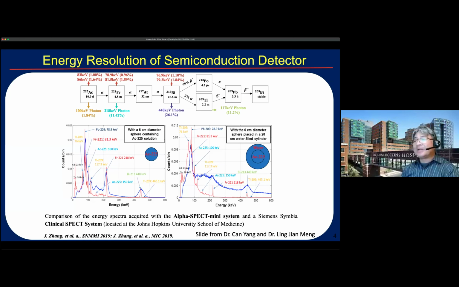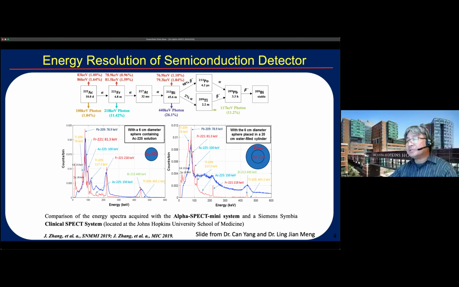The figure here on the left is showing a 6 centimeter sphere filled with actinium. The red line is the detected spectrum from a CZT detector, and the blue line is from a conventional scintillation detector. You can see there's a much narrower peak, showing good energy resolution compared to the traditional SPECT system.